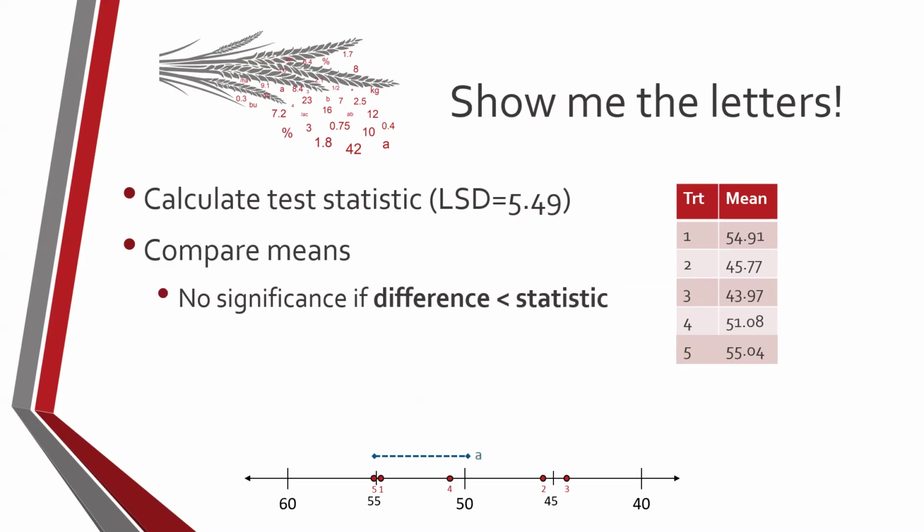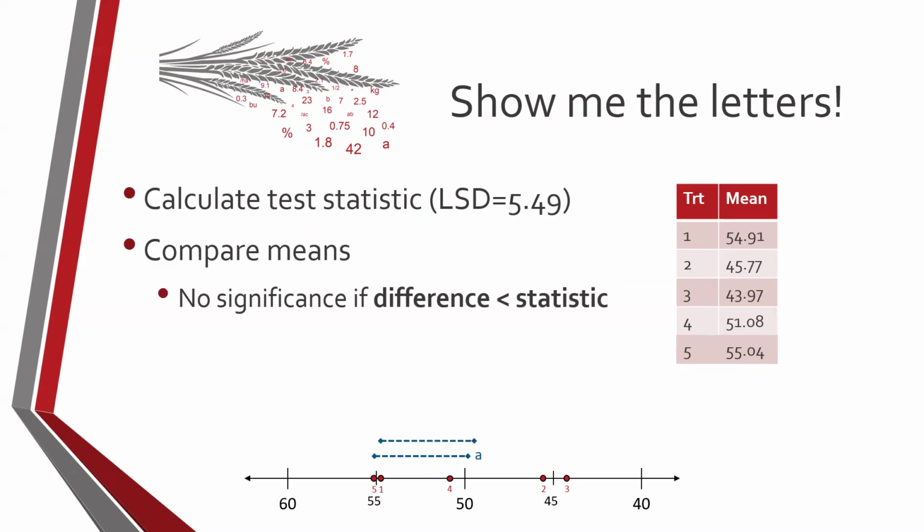So again, let's start with the largest mean, and we can extend to the lower bound using that 5.49, right? All treatments within this range are not significantly different. So we assign the letter A to treatments 5, 1, and 4.